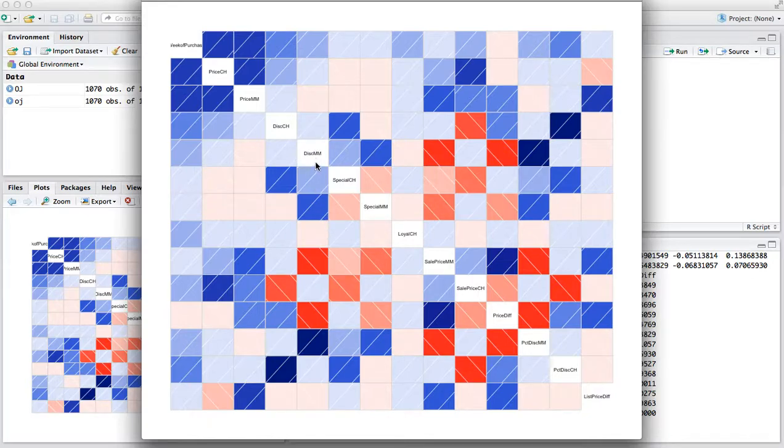You can see the discount Minute Maid is negatively correlated in a very strong way with the sale price. So in other words, the bigger the discount, the lower the sale price. Also very intuitive. So next video, we will be exploring how to put this all into an assignment. Okay, thank you, and to the next video.